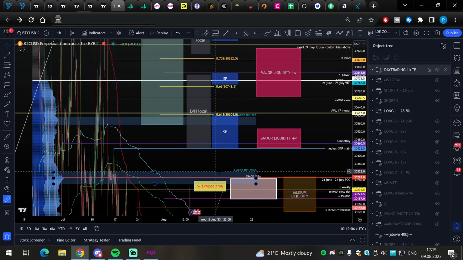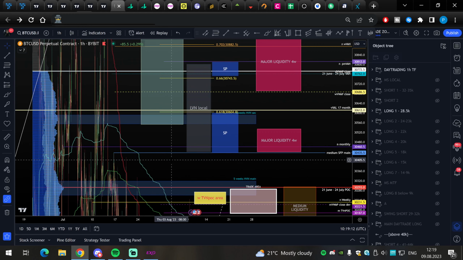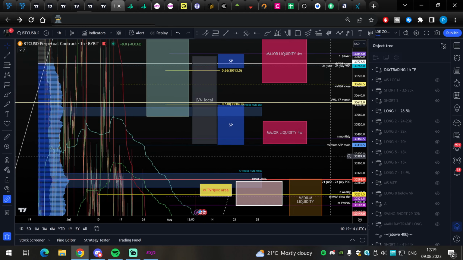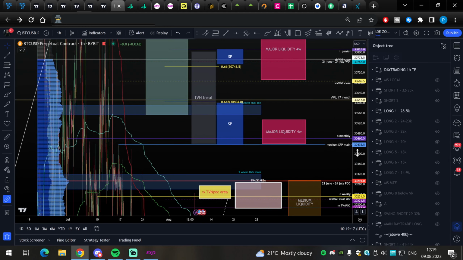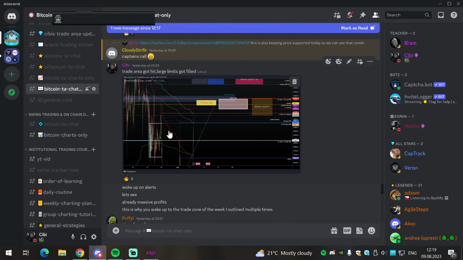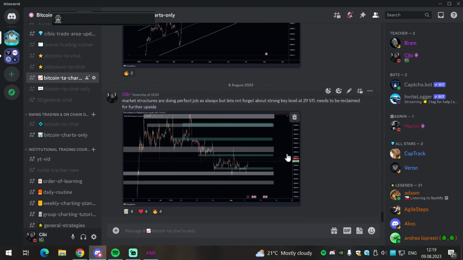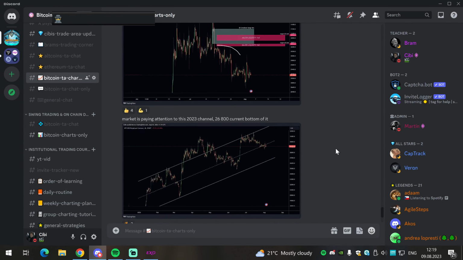If you take this out, if you finally reclaim this 5 weeks high volume node, it's very likely we will go for the medium swing failure pattern at 30,435, and that's the area where I will be very careful shorting, because when we go over here, I was already posting that.